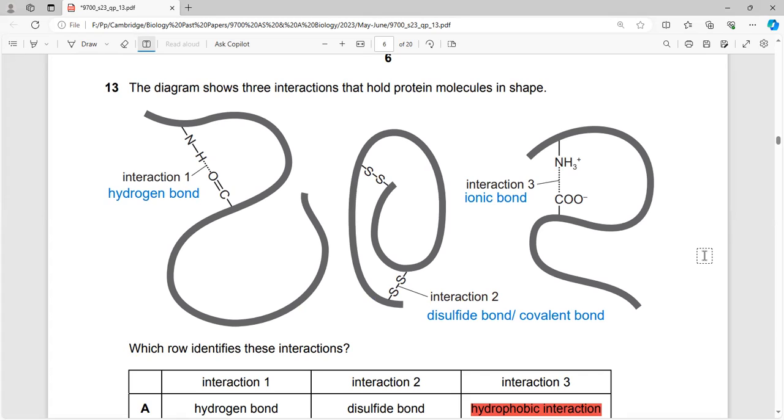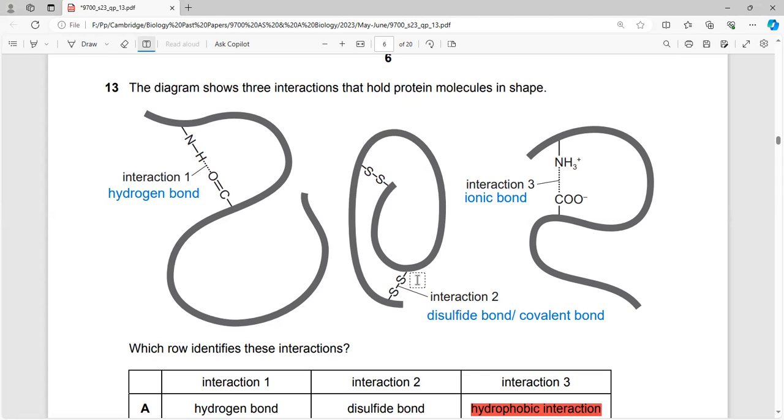Question number 13: the diagrams show three interactions that hold the protein molecule in a shape. We can see this is the tertiary structure of the protein. When two different polypeptides join together, that makes the quaternary structure. Here we have interaction number 1. The amino group is interacting with a carboxyl group. Hydrogen is partially positive, oxygen is partially negative, and there is a force of attraction between these two polar molecules. That is making a hydrogen bond, and it's producing secondary structure in protein.